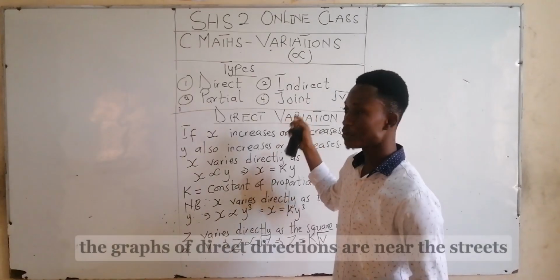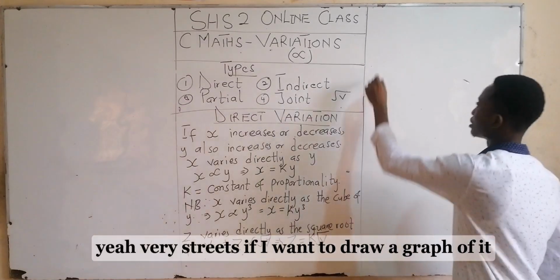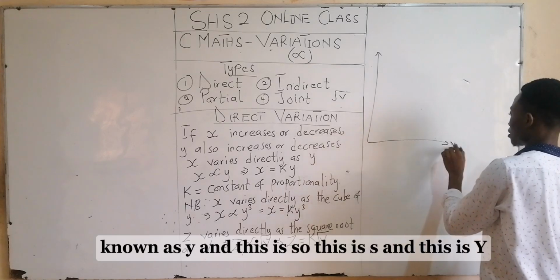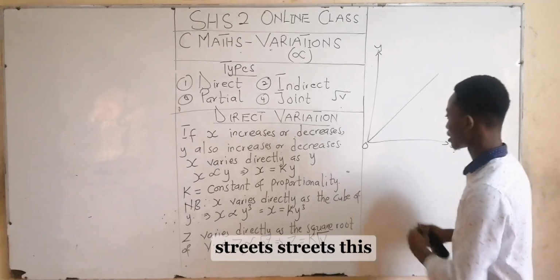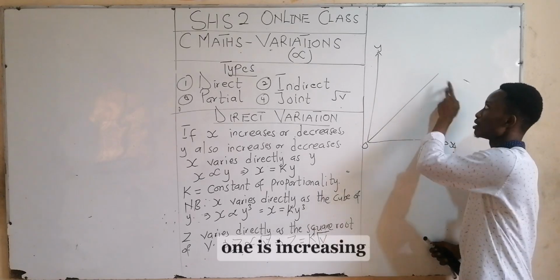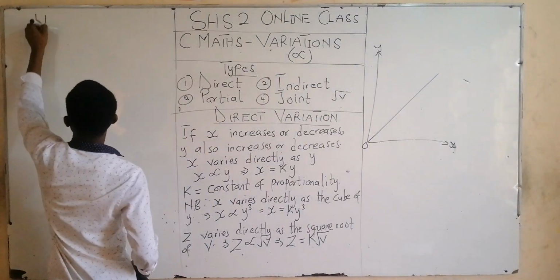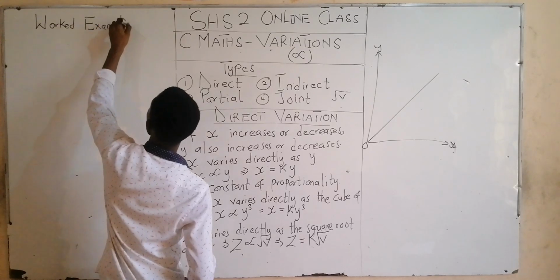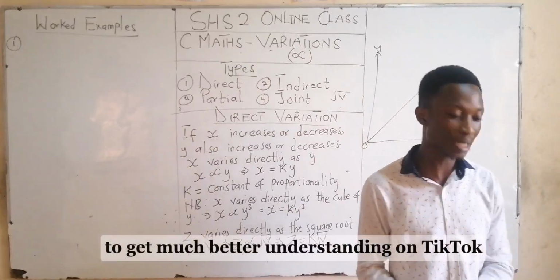And note, the graphs of direct variations are linear. They are straight. They are very straight. So if I want to draw a graph of it, it goes this way. This is x, and this is y. Mostly they are linear, straight. Because as this one is increasing, the other is increasing, in that order. Let's solve some questions here. I'm going to write some examples and we try and answer to get a much better understanding of the topic.